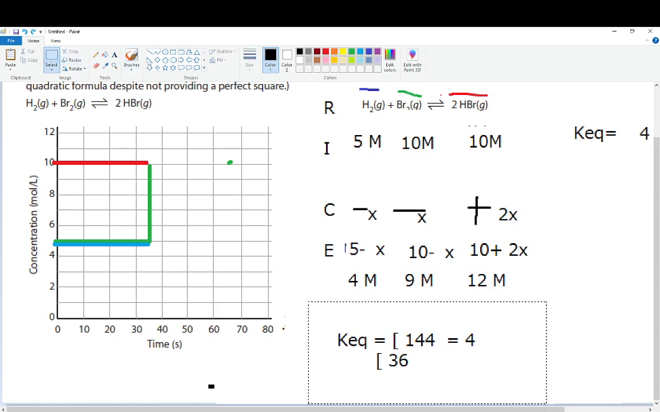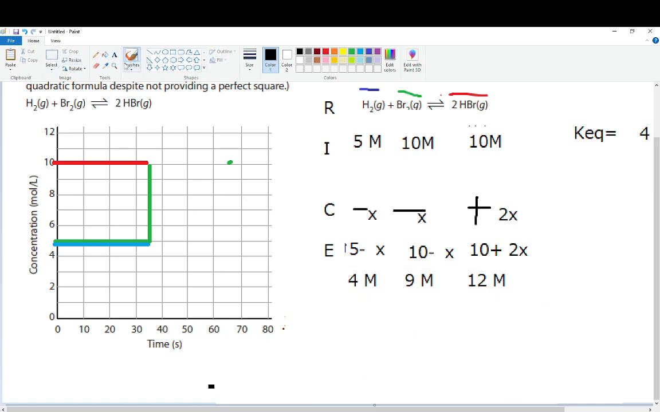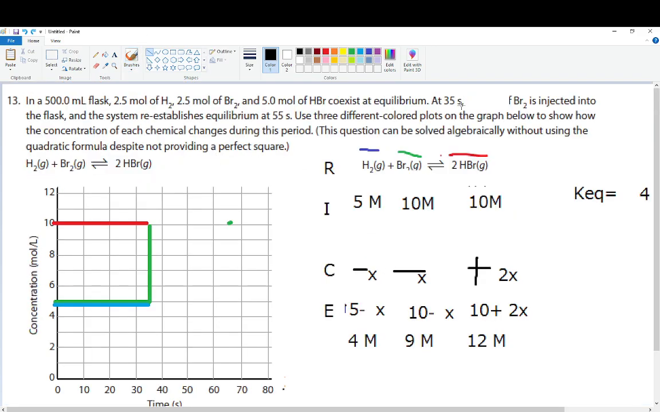which means we can now chart it, which means that this blue line, which is H2, goes down to 4. And it says in the question that it takes 55 seconds to reach the new equilibrium. So we go to 55 seconds and we find out where 4 is, and we write a blue flat line at 55 seconds right there. Make it blue.